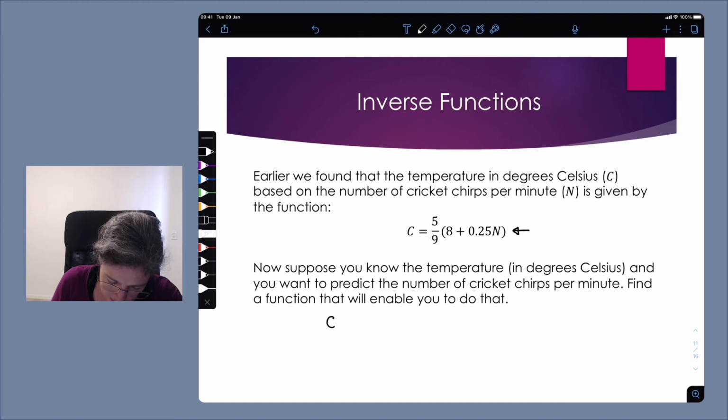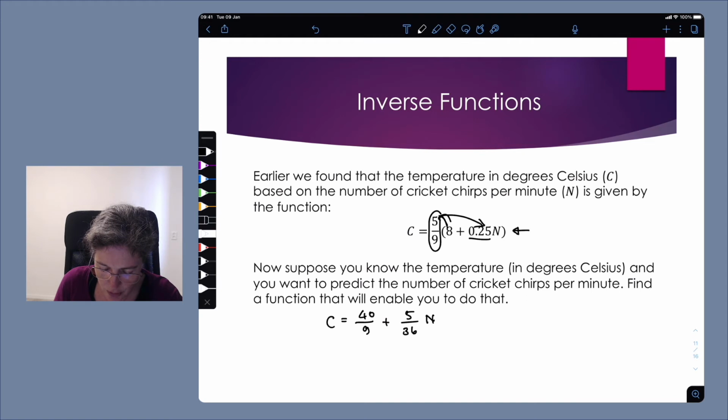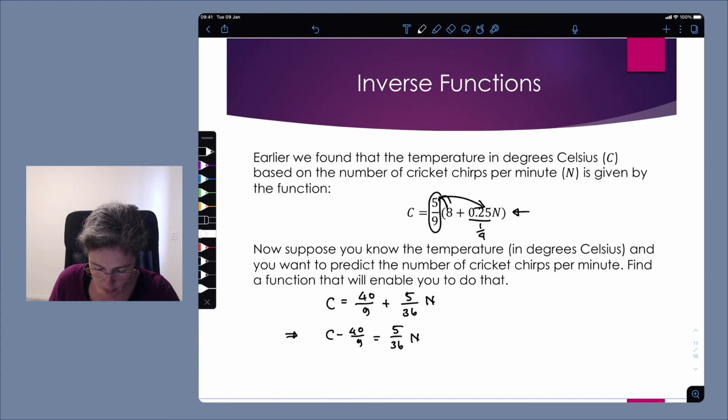I've got c is equal to 40 over 9 plus 5 over 36 n. So I've just multiplied this 5/9 in, and I've converted this 0.25 to 1 over 4, because I find it easier to work with fractions. Okay, now I'm going to solve for n. So I'm going to take my 40 over 9 over to the one side: c minus 40 over 9 is equal to 5 over 36 n. And finally, I'm going to swap sides and multiply through by 36 over 5 to get rid of that. So I've got n is equal to 36 over 5 c minus 40 over 9.